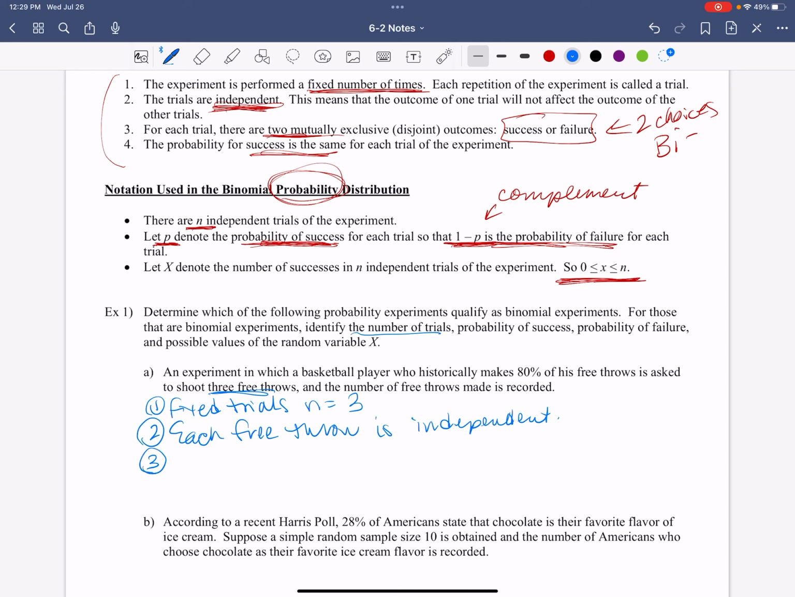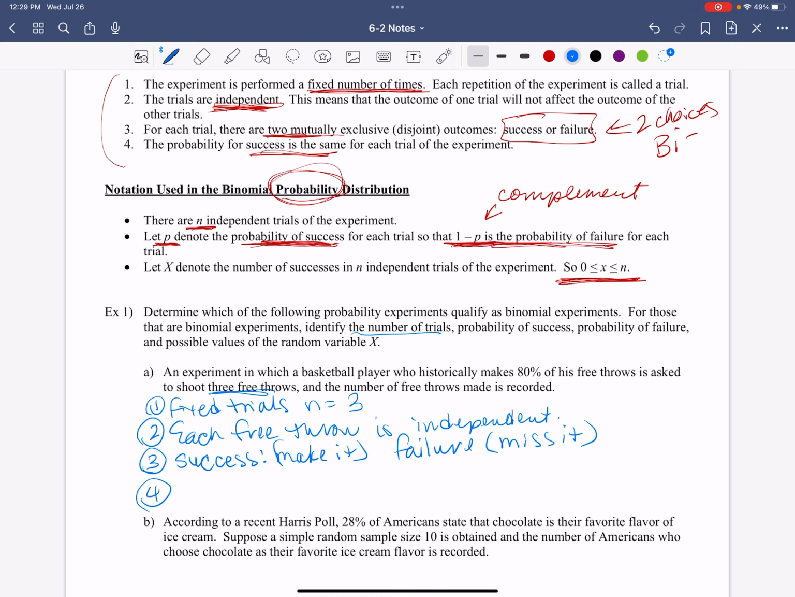Number 3, there are 2 outcomes, success and failure. Do we have 2 outcomes? What would success be? That you make the basket. What would a failure be? That you miss it. Yeah, 2 outcomes. You're either going to make it or you're going to miss it. Even if it swings around the rim, if it doesn't go in, that's failure. If it goes in, that's success. So no matter what, you're going to have those 2 options.